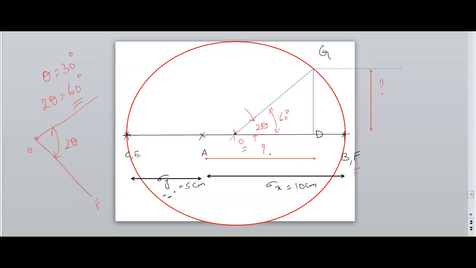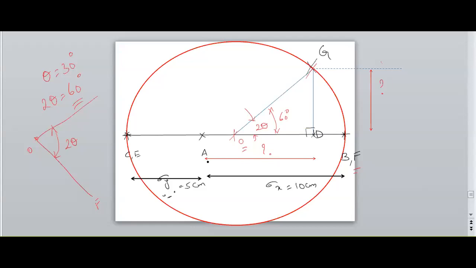So from O, making an angle of 60 degrees from O to F, draw a ray which cuts the circle at G. Now from G, draw a perpendicular which cuts the horizontal line at D.